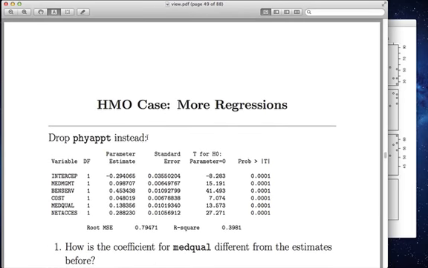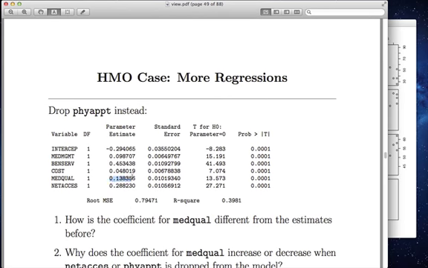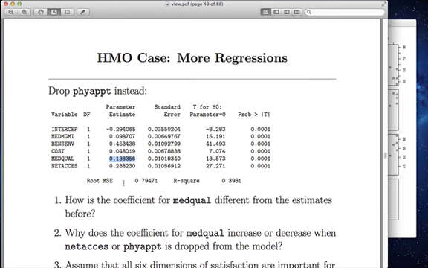Now, let's drop physician appointments instead of dropping network access. In that case, medical quality drops to 0.14, 0.138. So it becomes less important when we get rid of physician appointments. So we see that the importance that we ascribe to medical quality depends a lot on the other variables that happen to be in the model. So whatever we think to put on the survey is going to determine how important we think medical quality is, and that's not very desirable. So that should make you very nervous.